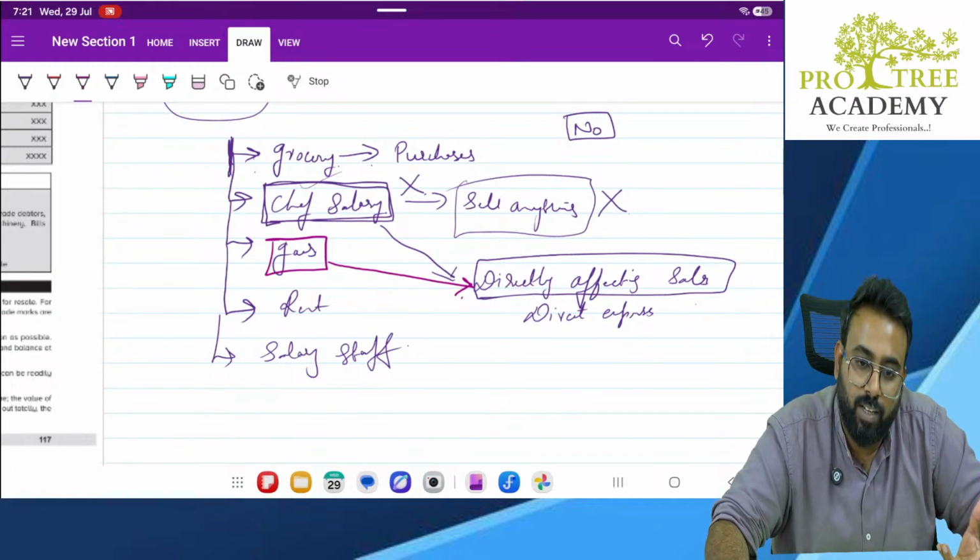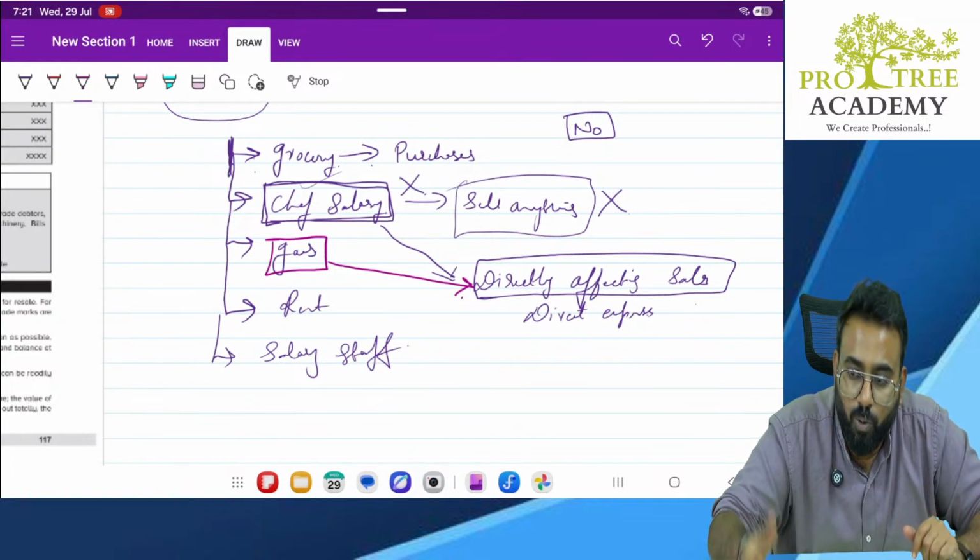It can be gas cooked or it can be wood cooked. Wood is also required, no?